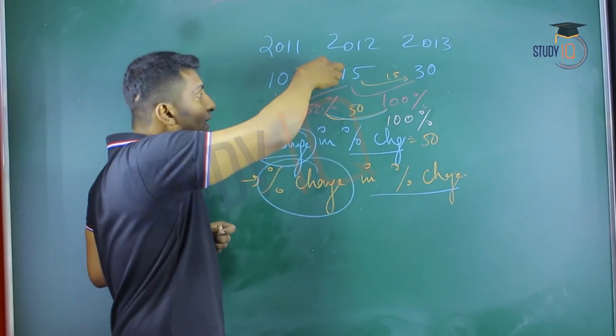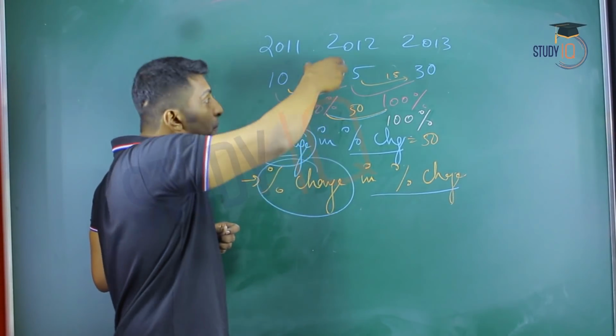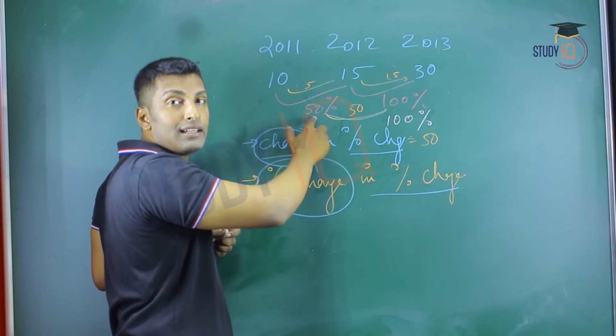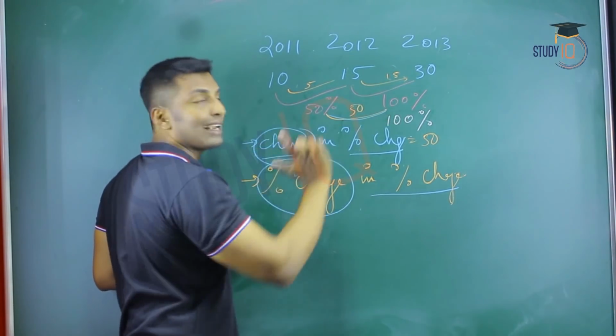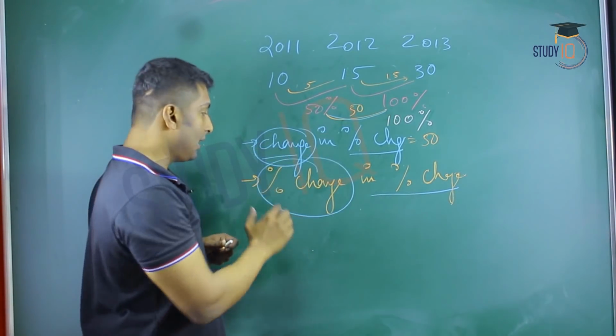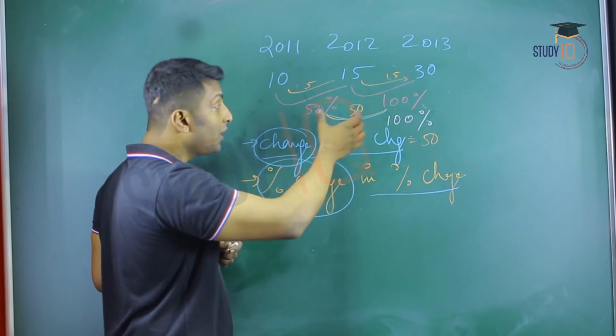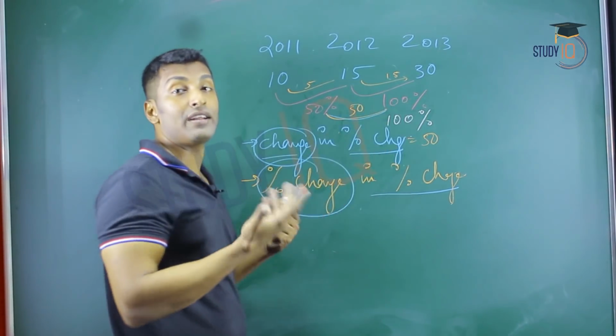So if I ask you between this, what is the change? Just 5. Between this, what is the percentage change? That is 50. That is the growth rate. Here also exactly the same thing. Then the third category, change in growth rate. So you need two growth rates, this and this, then only you can find the change.